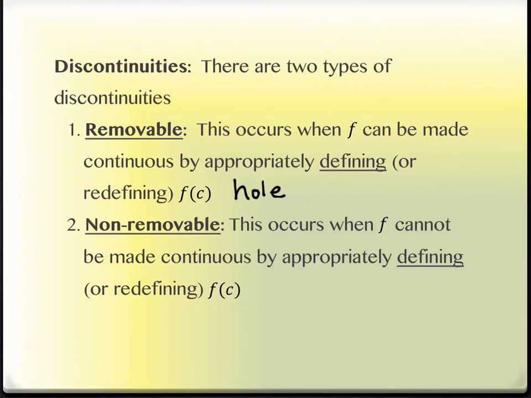We'll talk about this redefining business in a minute, but that's what's happening sort of visually. A non-removable discontinuity occurs when f cannot be made continuous by redefining or defining it. So visually speaking, if you have a non-removable discontinuity, you would have either a jump in the graph, or you would have an asymptote.